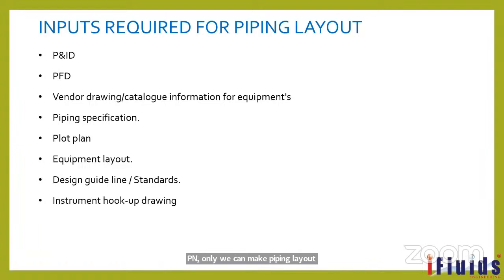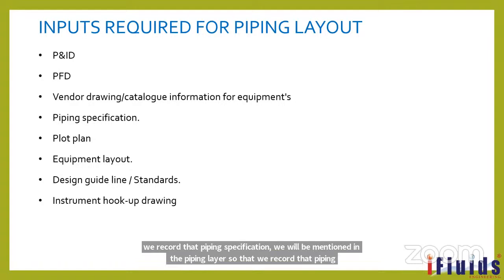And then vendor drawing or information about the equipment, that is nothing but the GA drawing, general arrangement drawing. In the general arrangement drawing, nozzle details will be available, so that we can lay the piping according to the nozzle. And then piping specification, to mention the specification of the pipe, whether it is carbon steel or stainless steel, or what size. Everything will be mentioned in the piping layout, so we require the piping specification, nothing but PMS. And then plot plan, obviously; plot plan and equipment layout are the base for the piping layout.